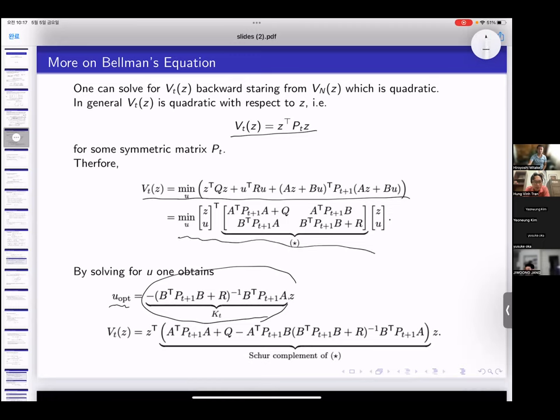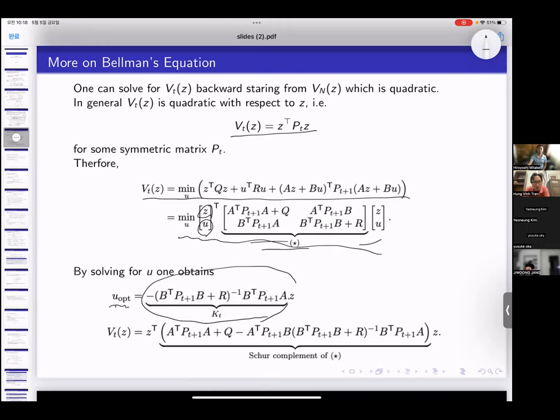The second line is just a reformulation; they just have different formulations, so we can rewrite that into the second line. So z is a state, and u is the control action we need to determine. The second line is an optimization problem for a quadratic function with respect to u. We can solve for u.